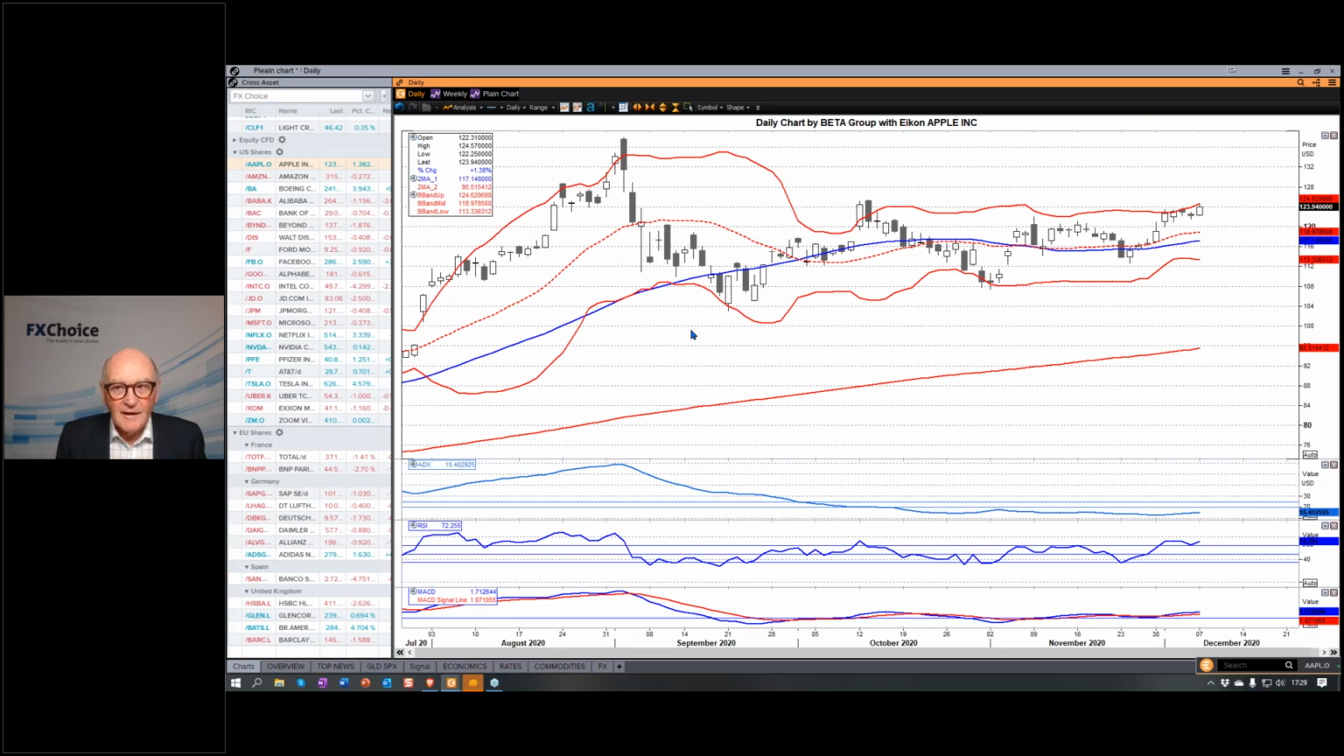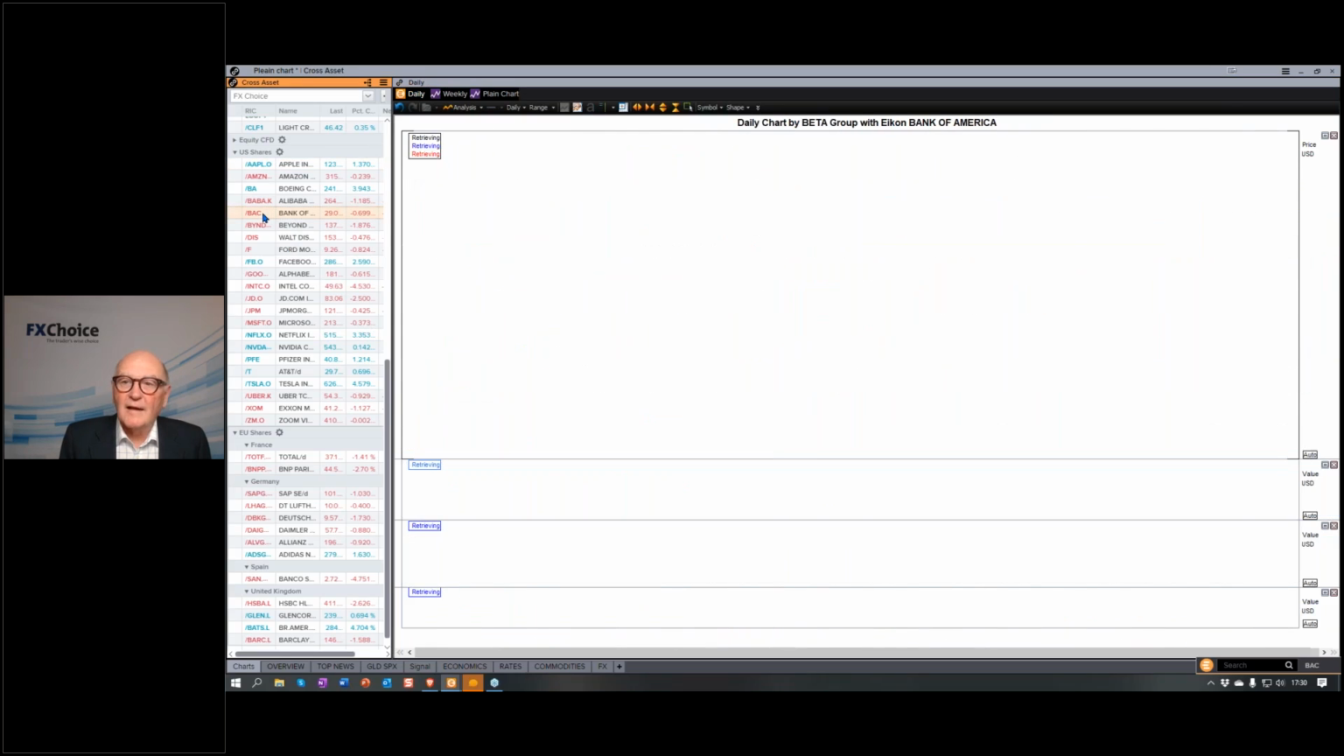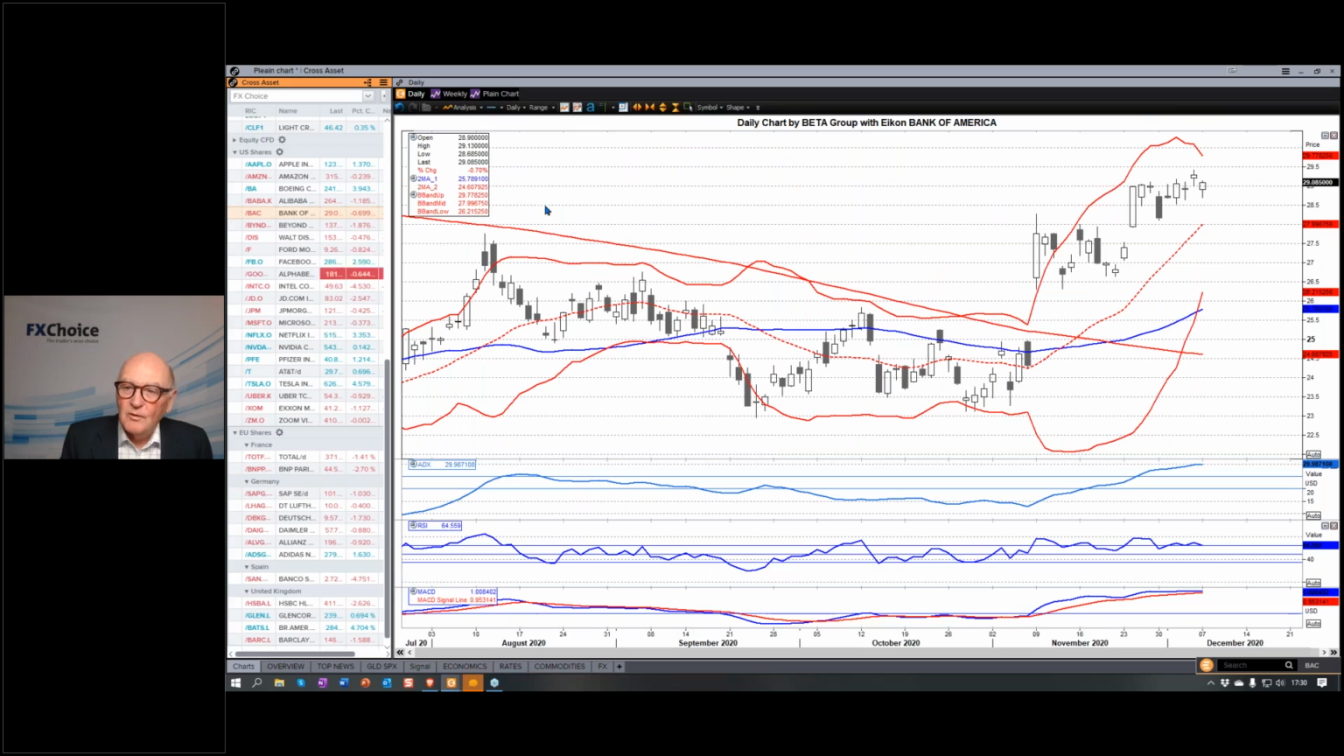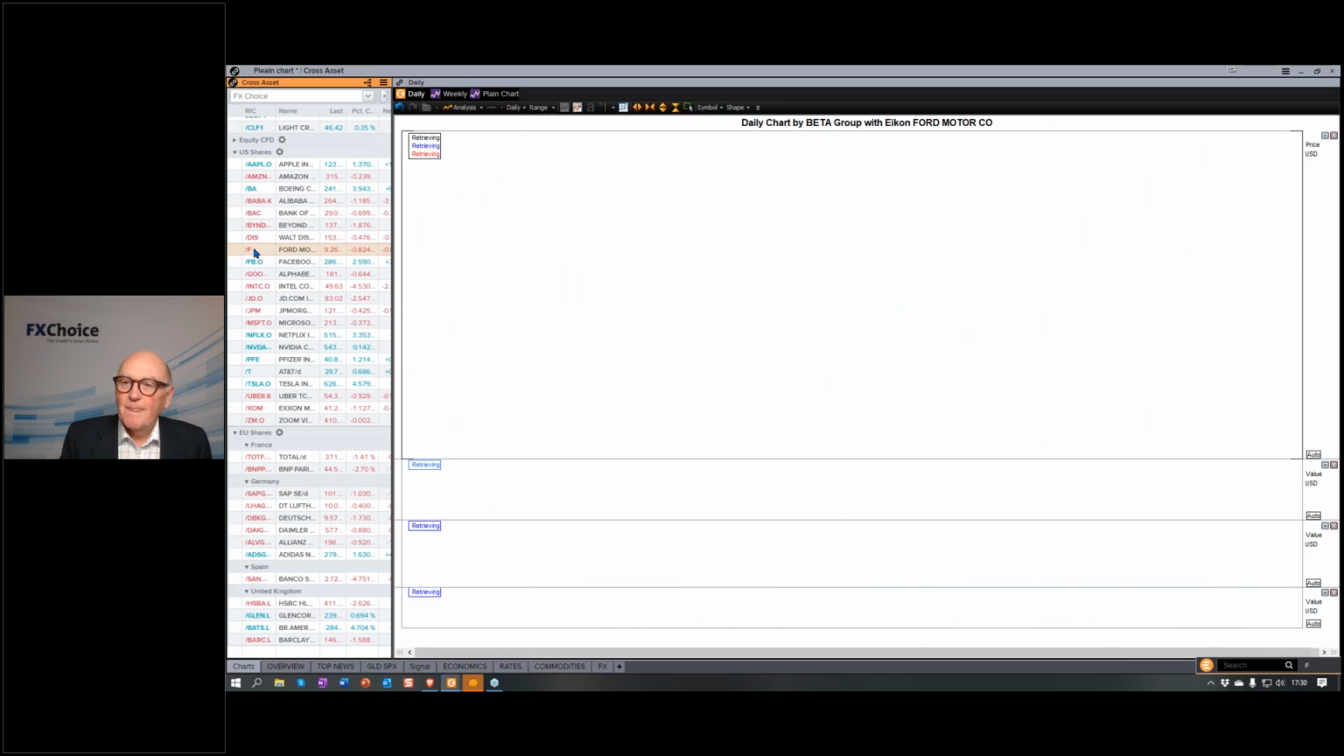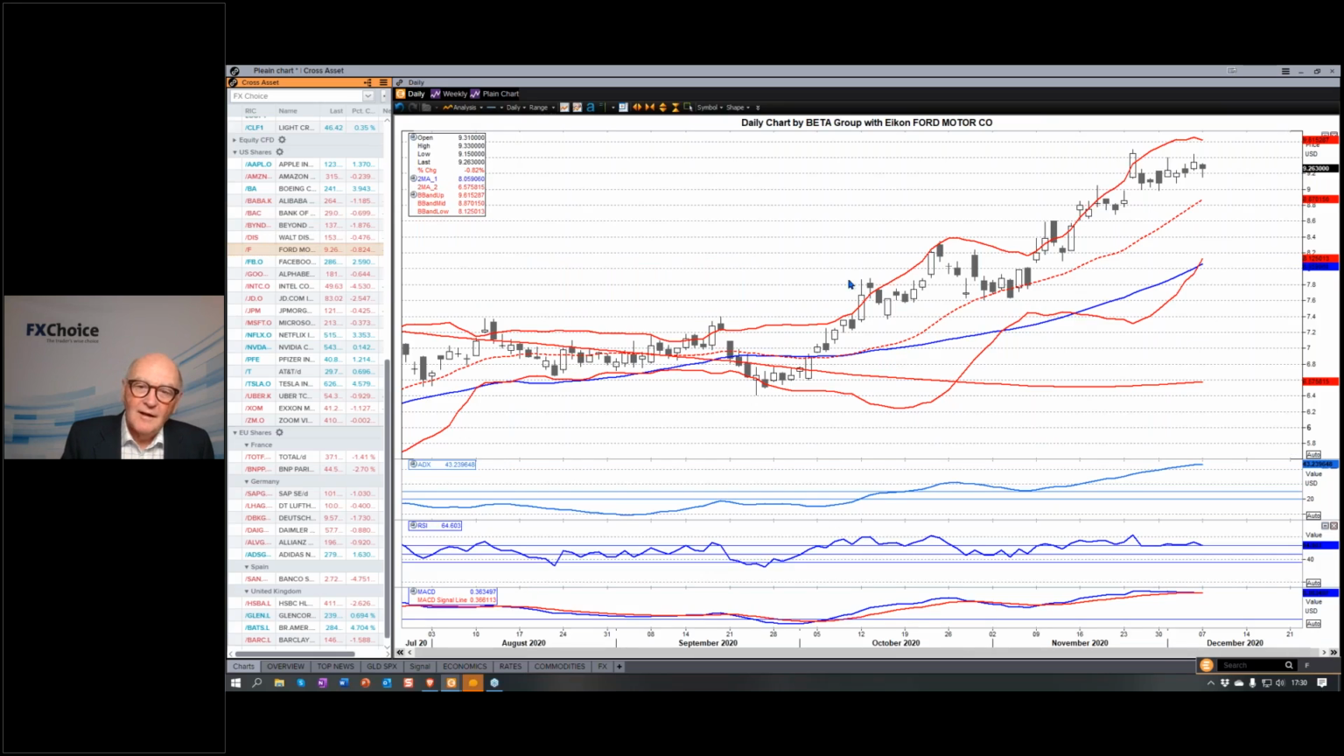Apple really doesn't look that good at all, does it? And some of the old names that we've so much liked are really looking quite soggy as a picture. But when we look at things like Bank of America, for example, it's making new highs. Who'd have guessed it? Ford powering ahead here. Who wants to buy old-fashioned cars that are driven by diesel engines and petrol engines? But apparently the stock market loves that.